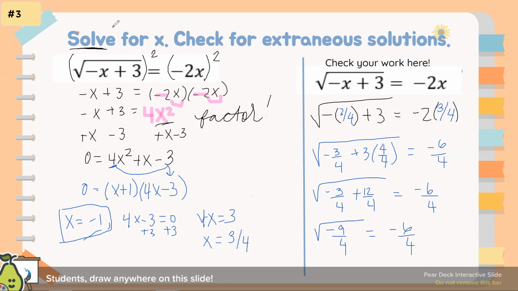And we can see that this is not true. This is really the square root of 9 over the square root of 4, which is positive, and that's going to not equal -6/4. So 3/4 is extraneous.